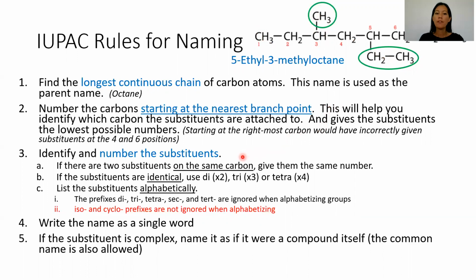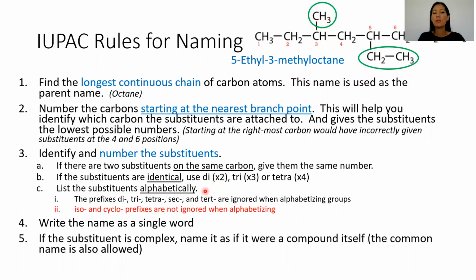Next, you're identifying the substituents. If there are 2 substituents on the same carbon, meaning if there was a methyl here and another methyl instead of this H, you would use the prefix dimethyl. And you would have given them the same number. So even though you write dimethyl, you don't know where those 2 methyls are. One could have been on 3, one could have been on 8. You would have had to say 3,3-dimethyl. But in this case, there's only 1 methyl, so it's just 3-methyl.